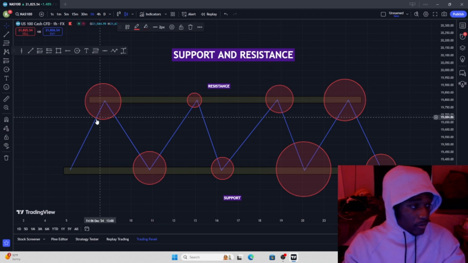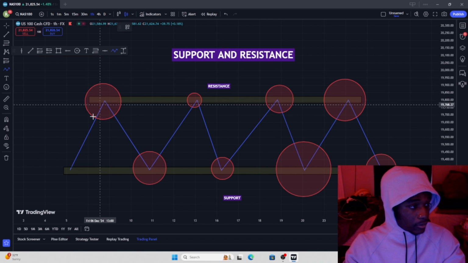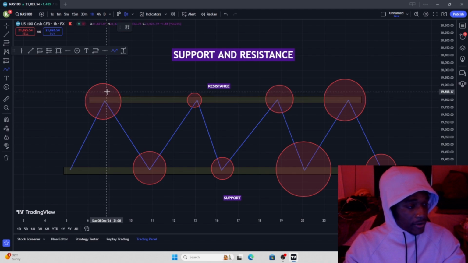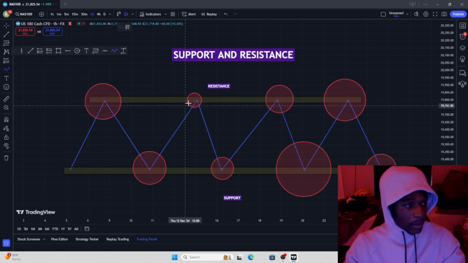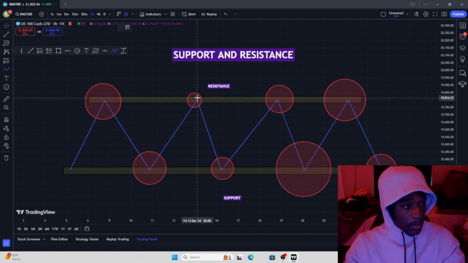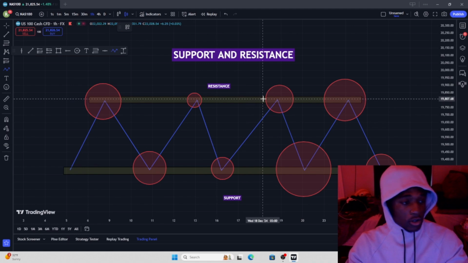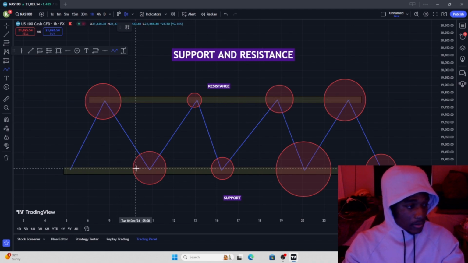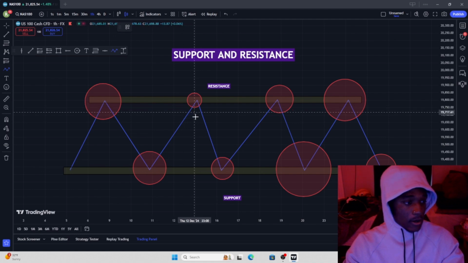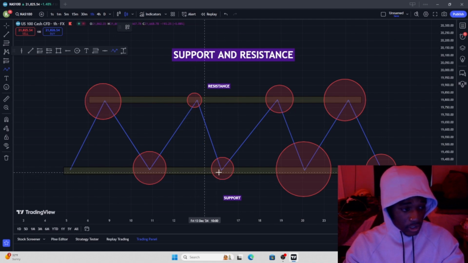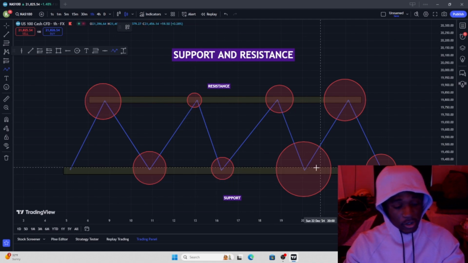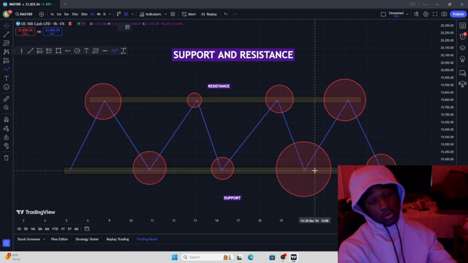So price came up here, rejected that area, pushed down. Price came back up, rejected that same area, pushed down. Price did that again, rejected the same area, pushed down. Once we see that, we know we have a strong zone, right? At the bottom, price did the same thing. Price came down, rejected that area, right? Pushed back up, rejected, came back down, rejected that area, came back down and rejected that same area. So we know we have a strong zone also.